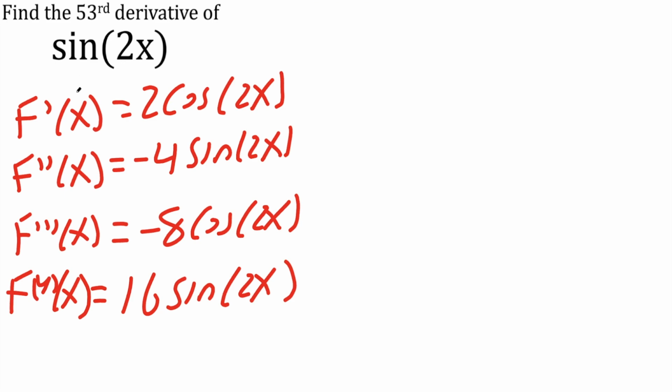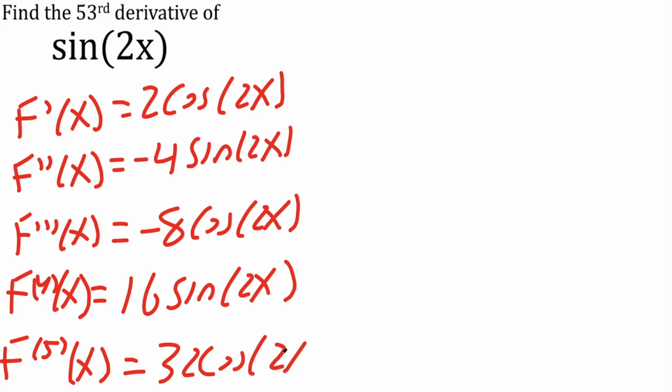So my prediction right away for the fifth derivative is that it's going to be a positive cosine. If I'm correct, then I think I've found a pattern, and then I can come up with my 53rd derivative. But let's try the fifth derivative and see if my prediction is correct. The derivative of sine is cosine, and the derivative of 2x is 2. So we get 16 times 2, which is 32 cosine 2x. So my prediction was right.